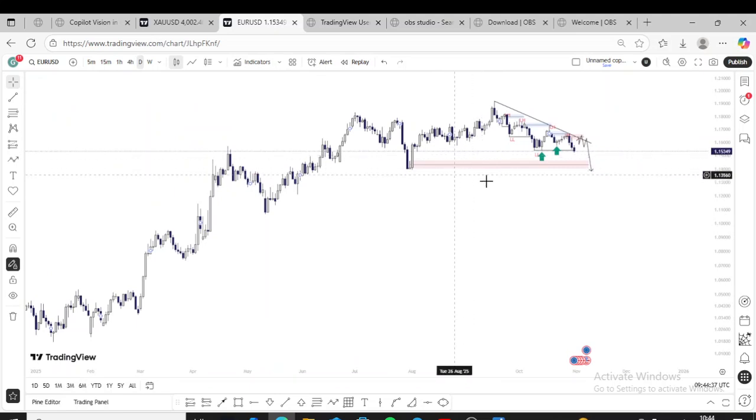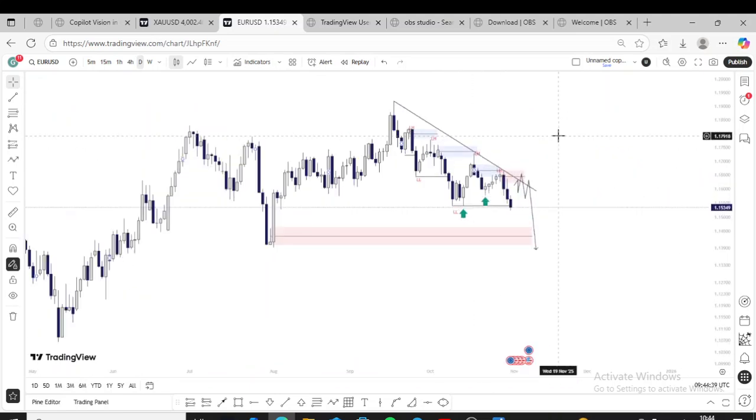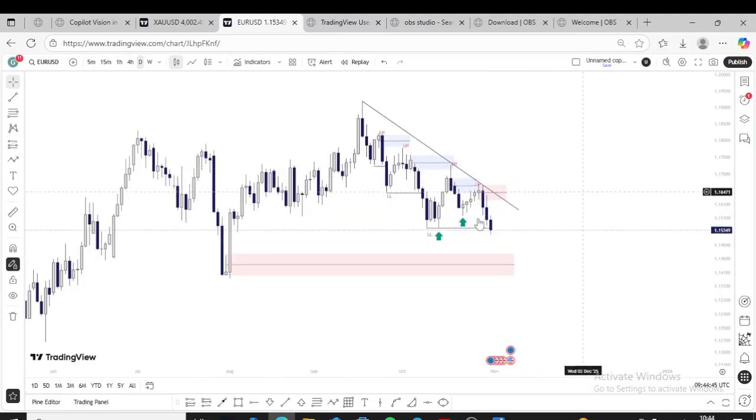But I think EU is really going to drop. I can't say. I think EU is going to drop, but let's just see how it goes, guys. So yep, that is what I have.